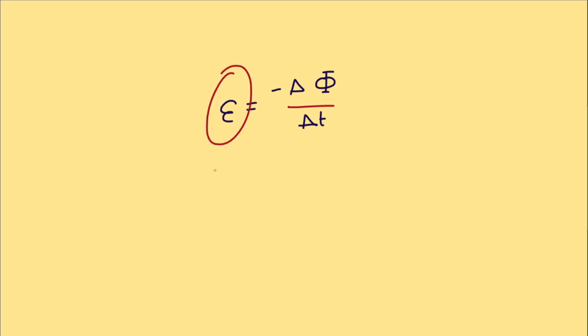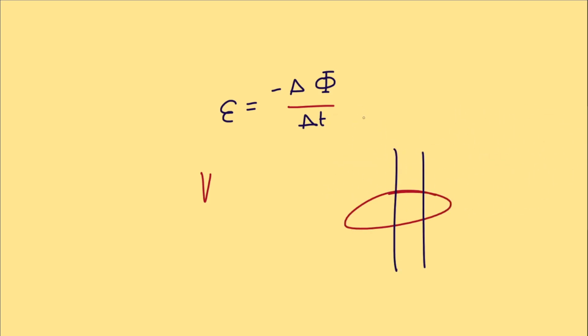So this here is specifically the induced EMF, or voltage. Change in flux is the change in magnetic flux. Change in t is the time interval over which our flux is changing. And the reason why it's negative comes from Lenz's law, which we're going to look at next. If flux through a loop increases or decreases, this loop will fight back by generating a current.